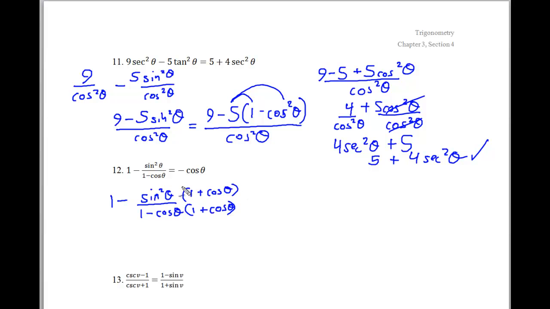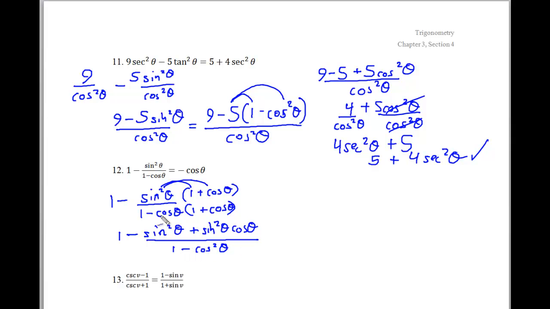And multiplying top and bottom of this fraction over here by that is going to give me a new denominator and also a new numerator. So this gets distributed to sine squared theta times 1 is sine squared theta, plus sine squared theta times cosine theta. And you're going to see that there's something kind of neat that happens here. All over, let's see, this is 1 minus cosine squared theta.